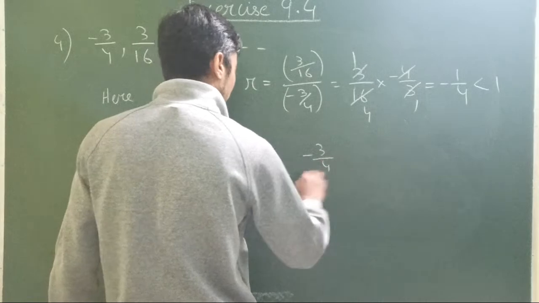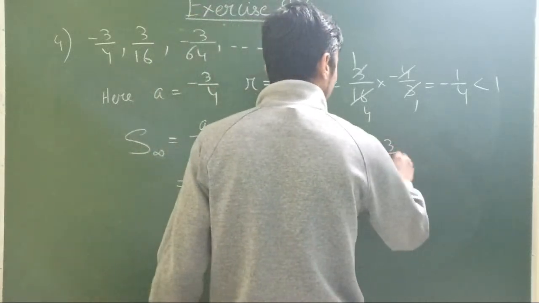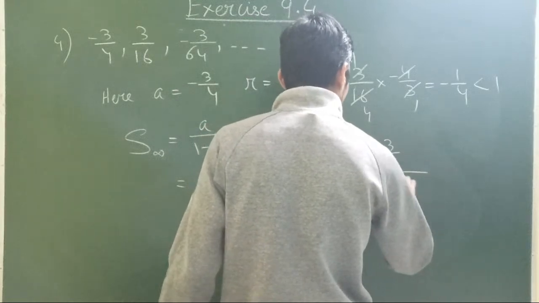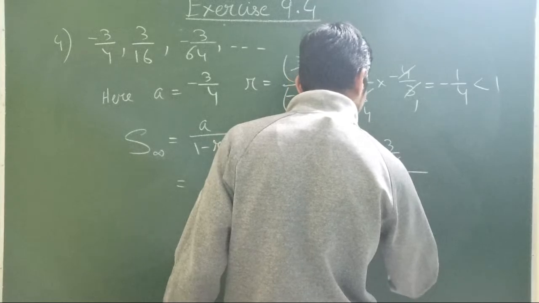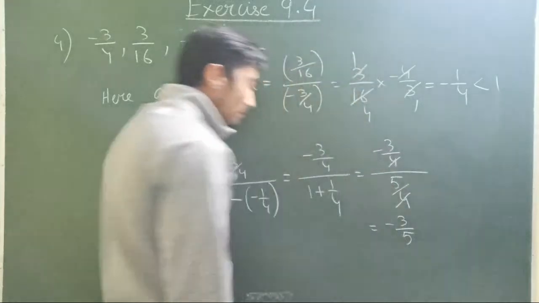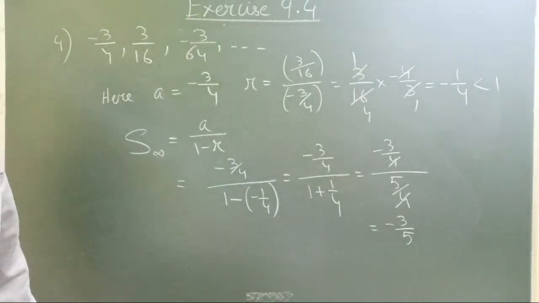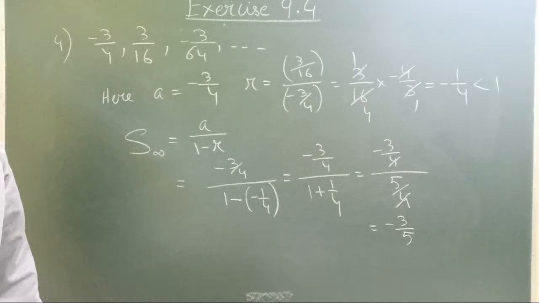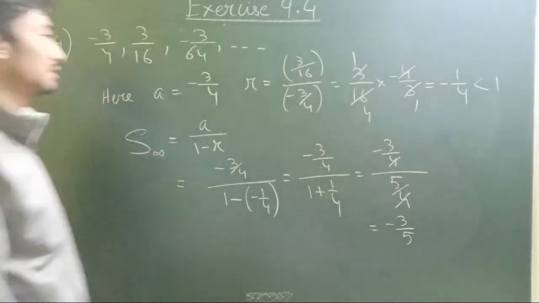Minus 3 by 4 divided by 1 plus 1 by 4. So that's like minus 3 by 4 divided by 4 plus 1, 5 divided by 4. 4 cancels. We have the value as minus 3 by 5. So that's it. The first 4 questions done very swiftly because, as I said, it's not a very huge topic. It's a very simple topic.